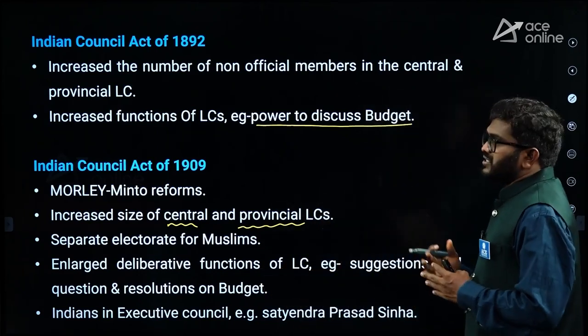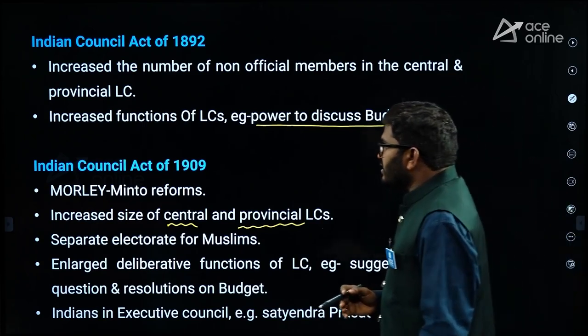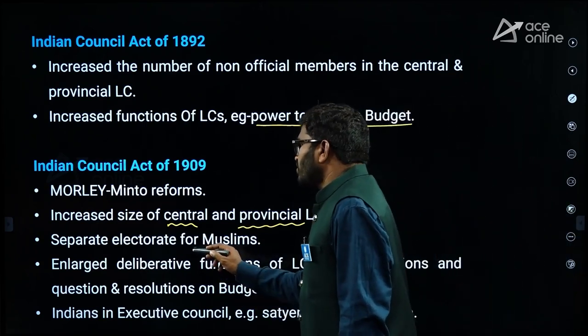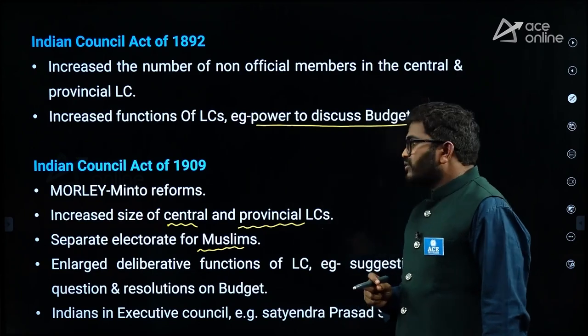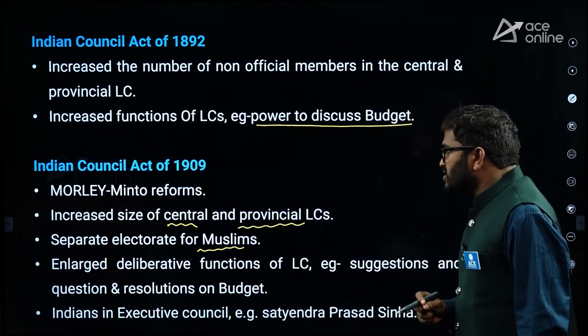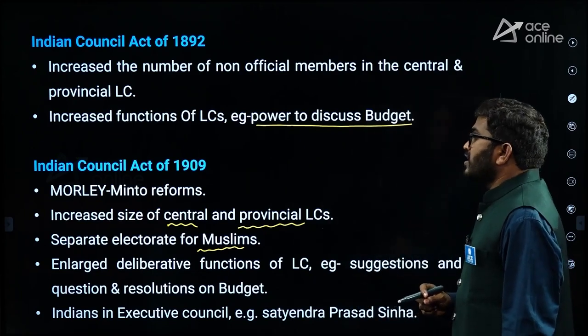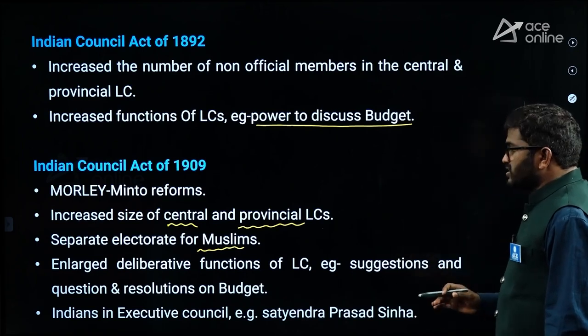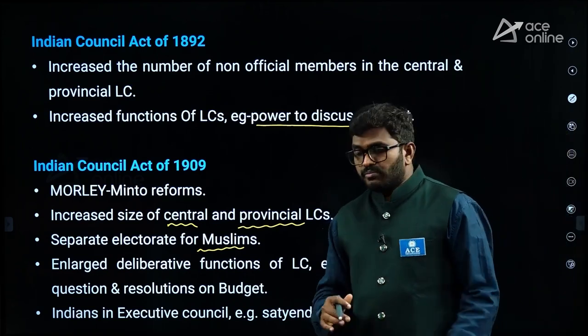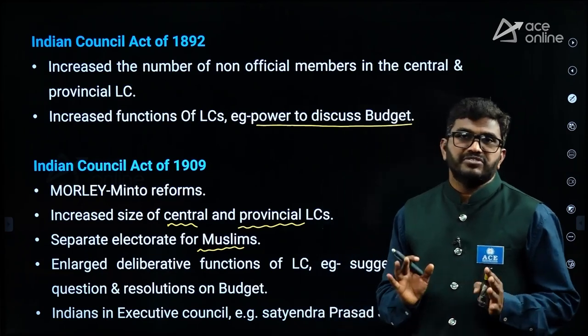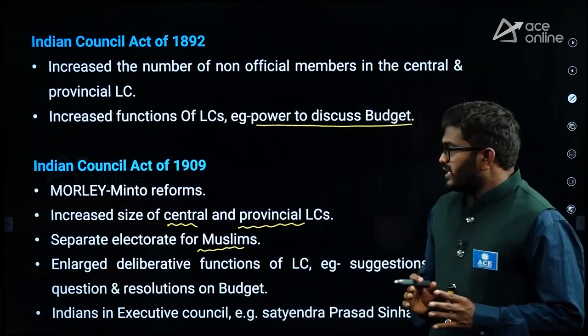Okay. Size increased. Separate electorate for Muslims. So, for the Muslims, they gave separate electorates actually to cast a vote, and enlarged deliberative functions of legislative council, like suggestions and questions and resolutions on the budget. So, the more powers they gave to the legislative council, you can say, right?